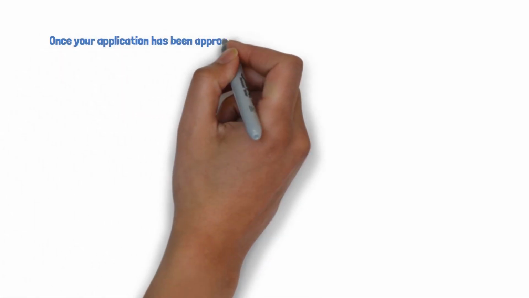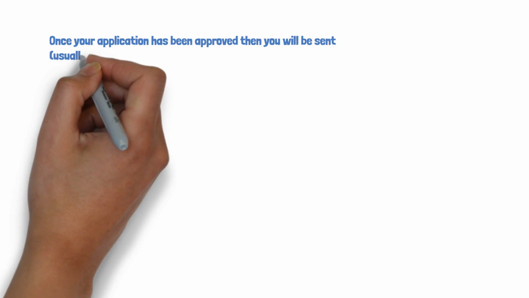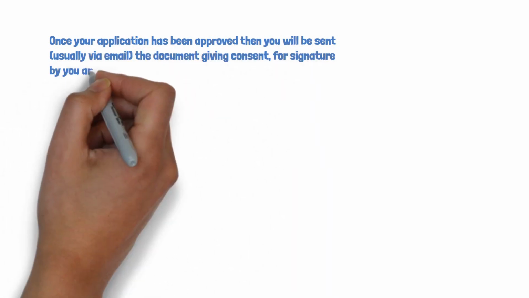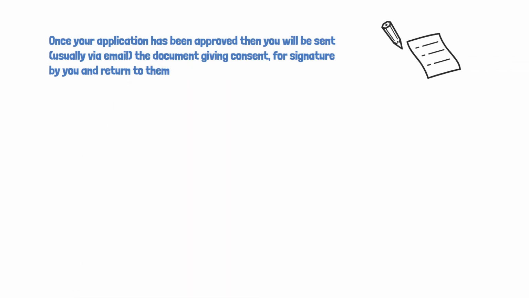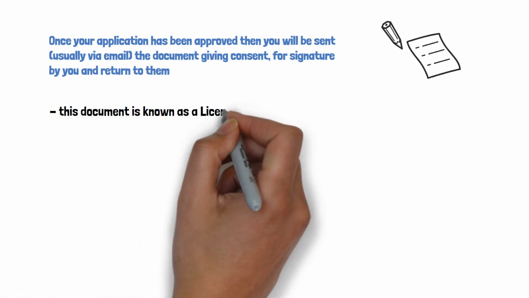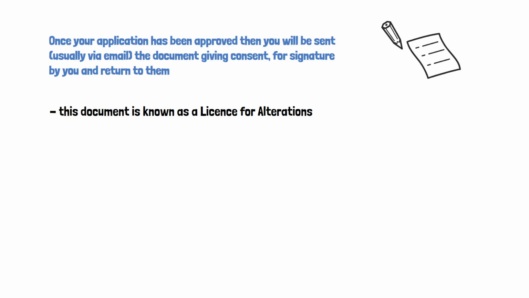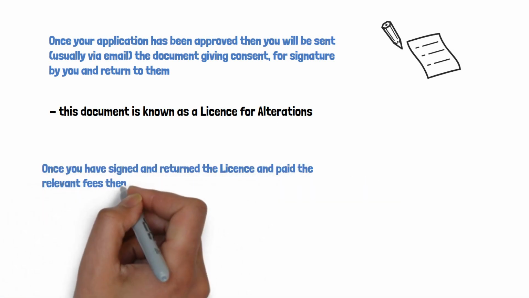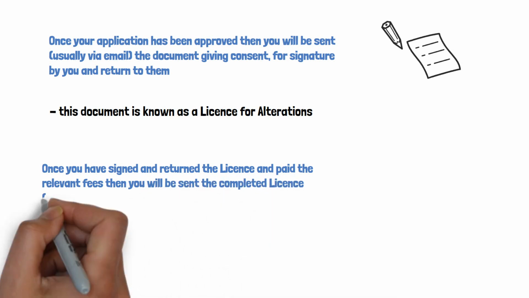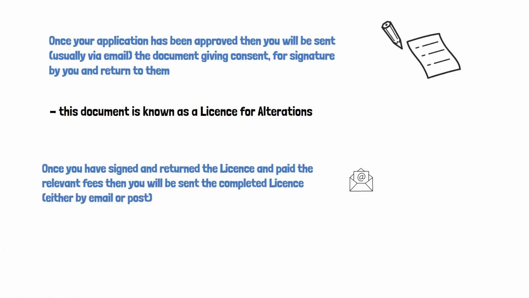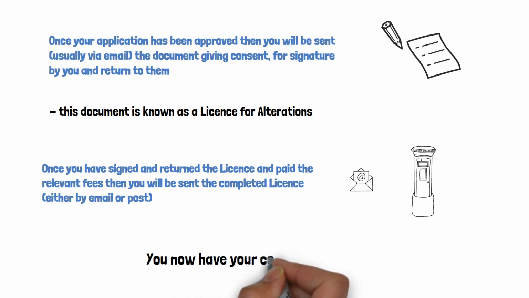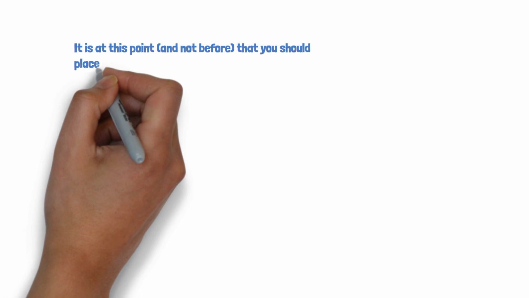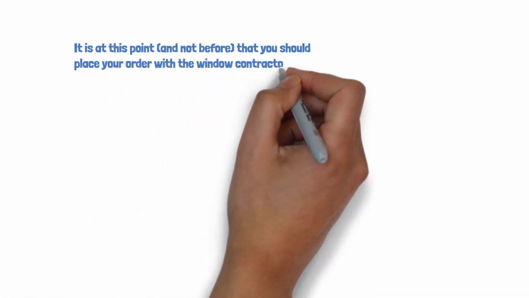Once your application has been approved, then you will be sent, usually via email, the document giving consent, for signature by you, and returned to them. This document is known as a license for alterations. Once you have signed and returned the license, and paid the relevant fees, then you will be sent the completed license, either by email or post. You now have your consent. It is at this point, and not before, that you should place your order with the window contractor.